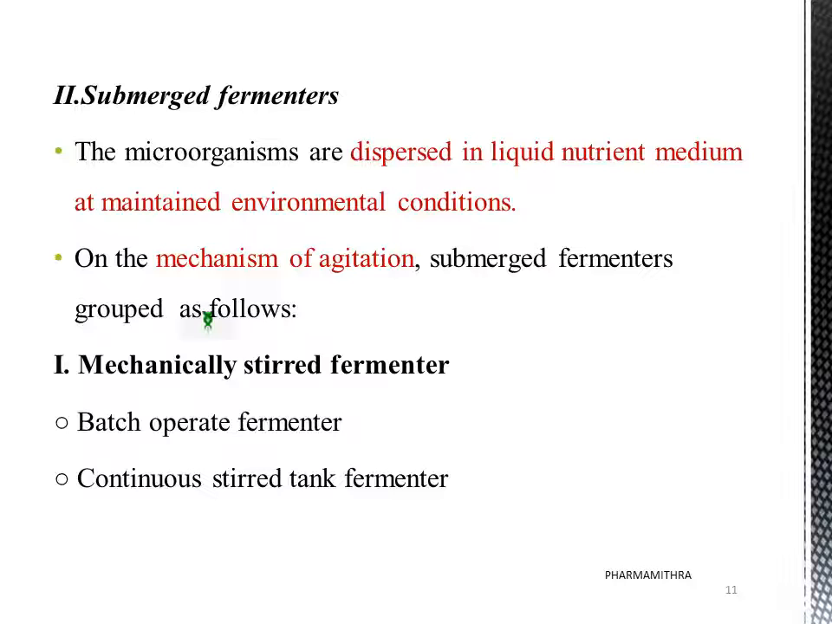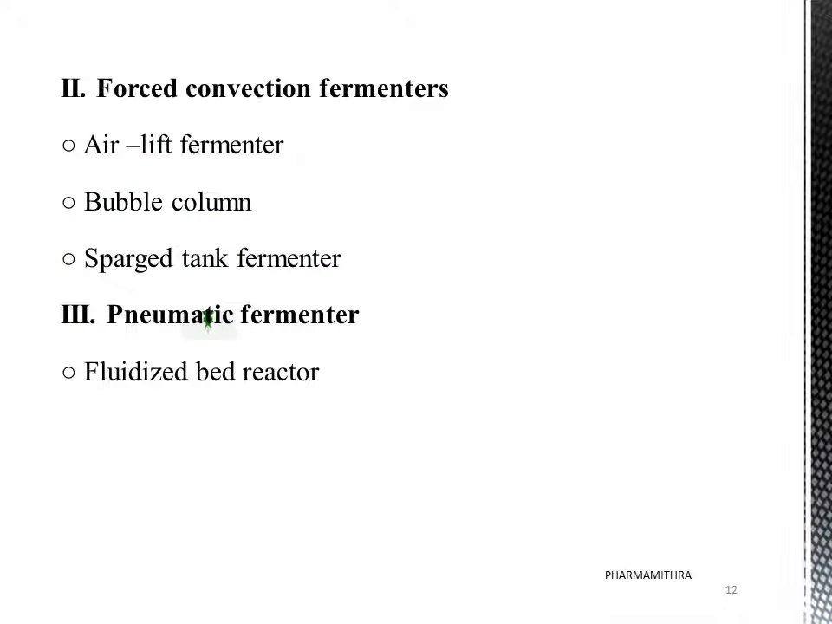Second category is the submerged fermenter. Here the microorganisms are dispersed in liquid nutrient media at maintained environmental conditions. Based on the mechanism of agitation, the submerged fermenter can be classified mainly into three categories. First one, mechanically stirred fermenter, either batch operated or continuous stirred tank fermenter. Second category is the forced convection fermenter, that is airlift fermenter, bubble column fermenter, sparged tank fermenter, etc. And third category is the pneumatic fermenter, for example fluidized bed reactor.